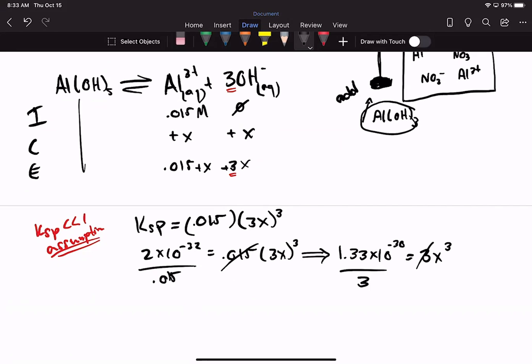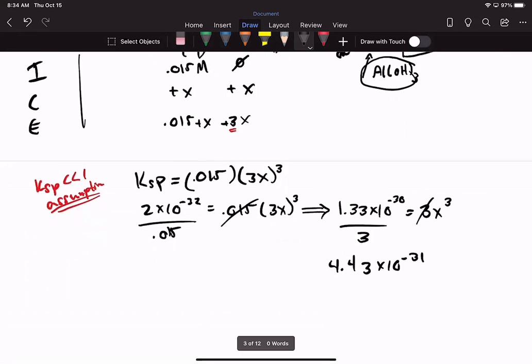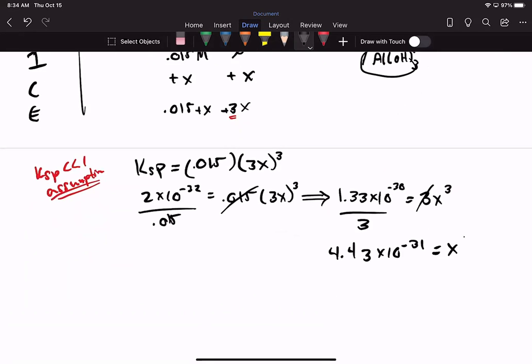1.33 times 10 to the negative 30 divided by 3, 4.43. And please double check my calculations as I'm going along here. 10 to the minus 31. And this is equal to x to the third. So this is how you're going to do it.